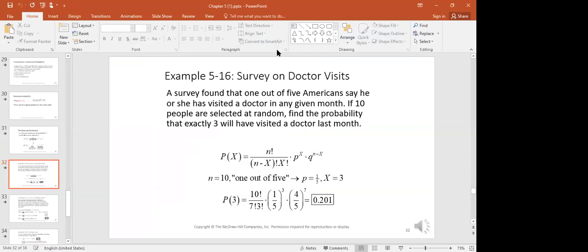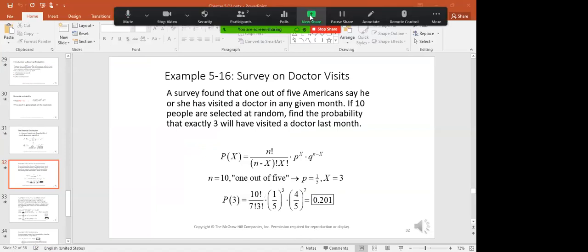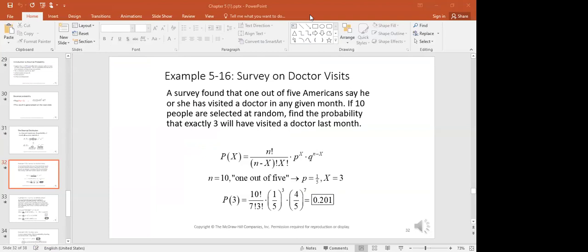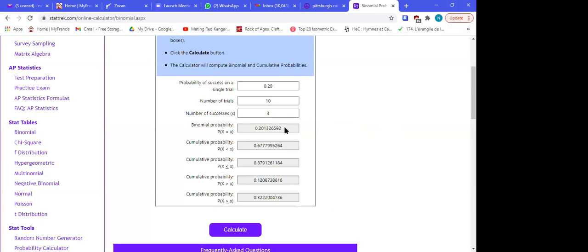So as you could see from that, using the formula, we have 0.201. Let me get back to the binomial distribution calculator. You will see what we got. So this is the first case, 0.201.